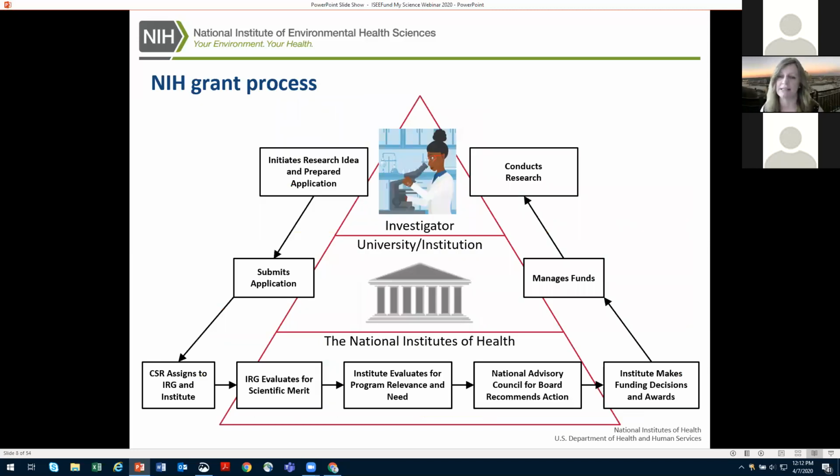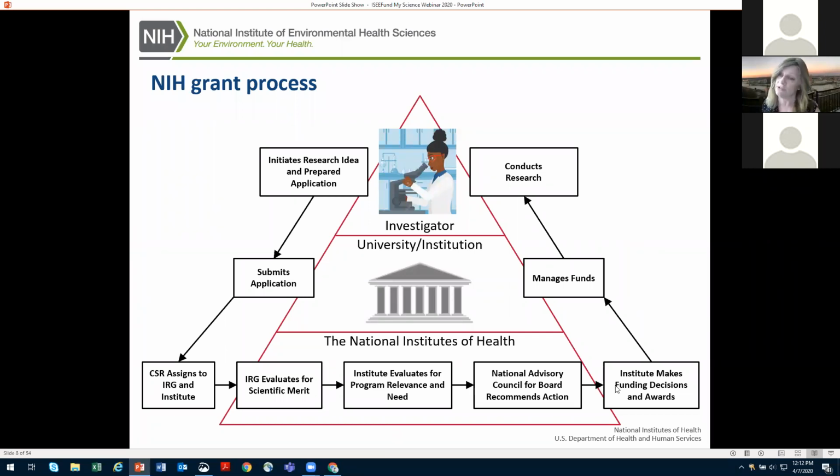So here's the process. I'm not going to go through it, but basically it starts from you as the investigator working with your institution to submit an application. It gets assigned to a study section. If this is unsolicited, it gets assigned to the standing study sections that we have, or it gets assigned to a separate study section that we may convene if it's a funding opportunity from us. It gets evaluated. We take it for another second level review called council at our institutes.